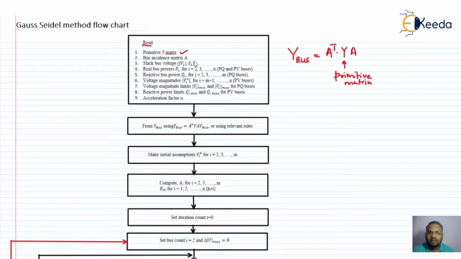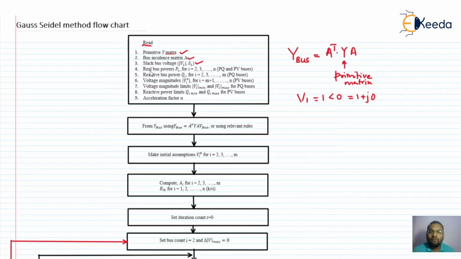Then after that, the bus incidence matrix. This also we know how to obtain. The third thing is the slack bus voltage and phase angle, because normally for the slack bus the voltage is defined as 1 at angle 0 degree. It means that the voltage magnitude is 1 and the phase angle is 0, or sometimes if it is mentioned in rectangular form, we write it in this way. And of course, we always consider the slack bus as bus number 1. That is why V1 and delta 1 are written here.